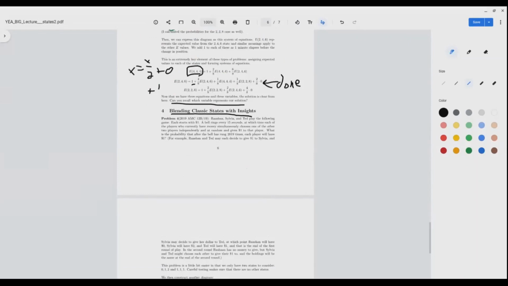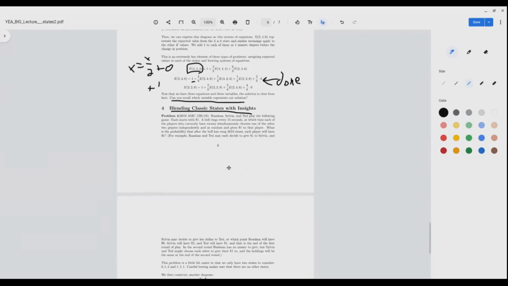Roshan, Sylvia, and Ted play the following game. Each starts with $1. A bell rings every 15 seconds, at which time each of the players who currently have money simultaneously chooses one of the other 2 players independently at random and gives $1 to that player. So let's call them R, S, T. Let's say they all start with 1. Let's say Roshan gives his money to Sylvia.